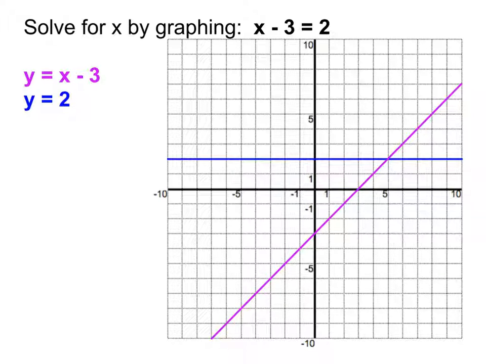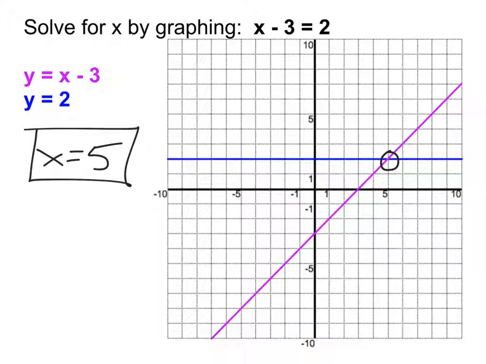But we still do need to figure out what x actually equals, because it actually said solve for x. And so my answer then is going to have to be x equals something. That something is where both of those lines equal the same thing. Or in other words, where do they cross? What is the x-coordinate of that point? It is at 5. And so our final answer then is that x equals 5.